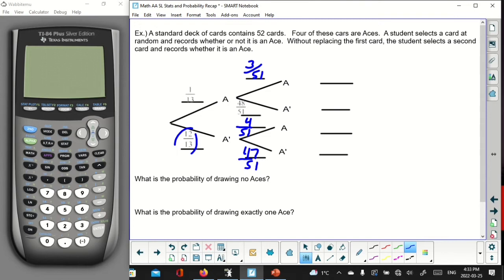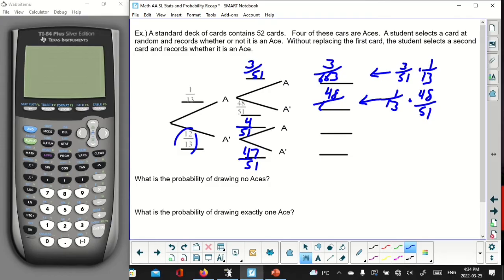If we want to find the probability of each sort of branch of the tree, following it all the way through, then we multiply through. So this right here is going to be 3 over 51 times 1 over 13, or 3 out of 663. That's your chances of getting 2 aces. This one right here will be 1/13 times 48 out of 51. Okay, so that will give us 48 out of 663.